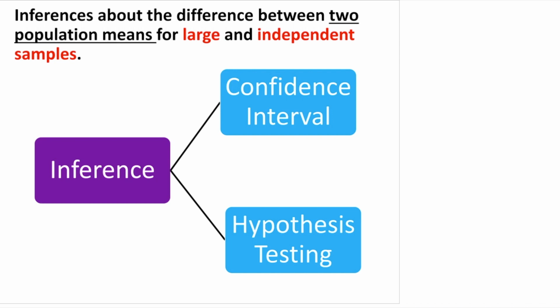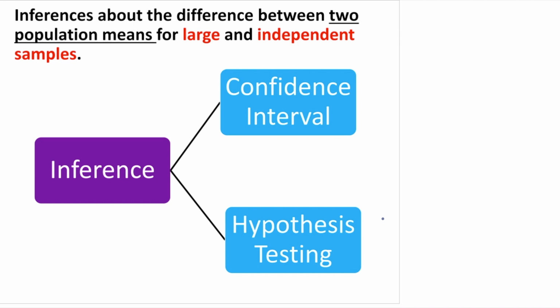Hi class, in this video we are discussing inference techniques about the difference between two population means for large and independent samples. These are data sets from two groups of population. The techniques that we will focus on here are creating confidence intervals for large and independent samples of two groups of data, and testing hypotheses for large and independent samples of two groups of data.